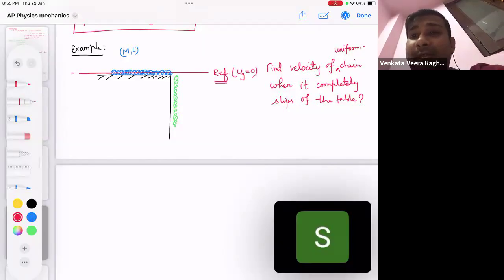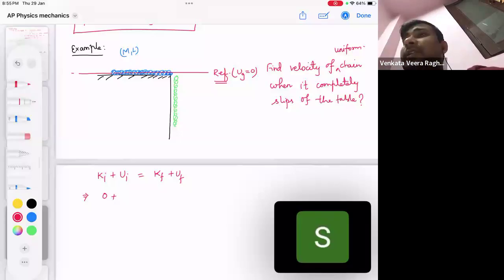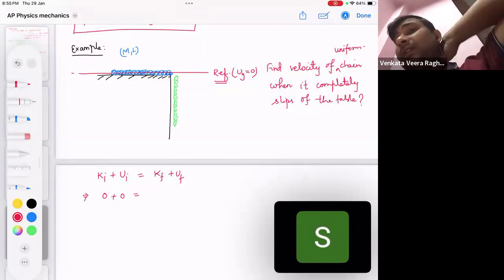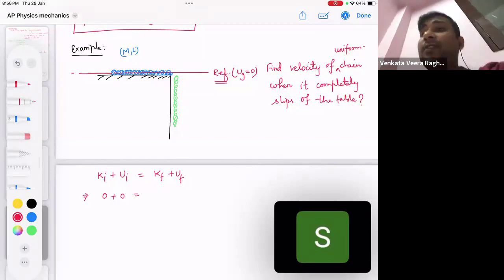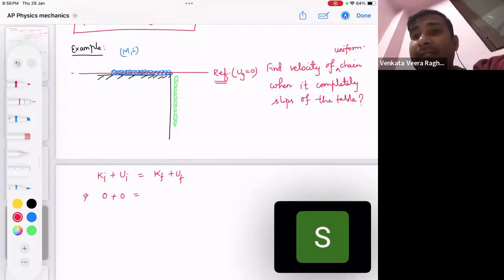So initially, can you tell me what is the kinetic energy? Can I apply the energy conservation here? K initial plus U initial equal to K final plus U final. Initially, the chain is stationary, 0 kinetic energy. Initially, the complete chain is on the table, so 0 potential energy, because the table is acting like the reference of gravitational potential energy. Finally, when the chain slips, it will have some kinetic energy, half mv squared.